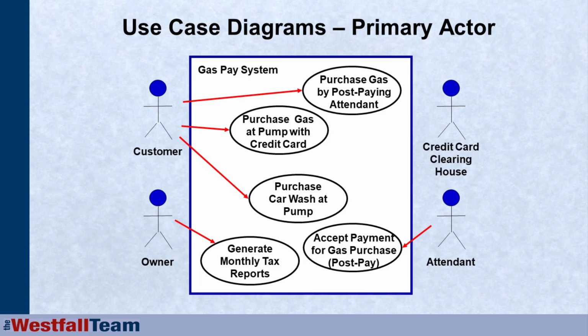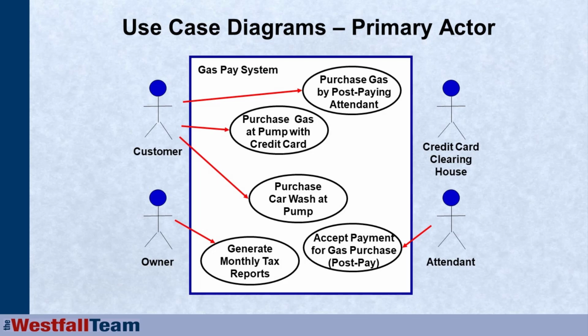Now, in these use case diagrams, the bubbles represent the various interactions. For example, purchasing gas by post-paying the attendant, or purchasing gas with a credit card, or purchasing a car wash would be interactions initiated by the customer. The arrows going in to the use cases indicate that that actor is the primary actor. The owner would generate the monthly tax reports. The attendant would initiate the interaction by saying, "Next in line, please," to accept payment for the post-pay purchase gas by paying the attendant use case.